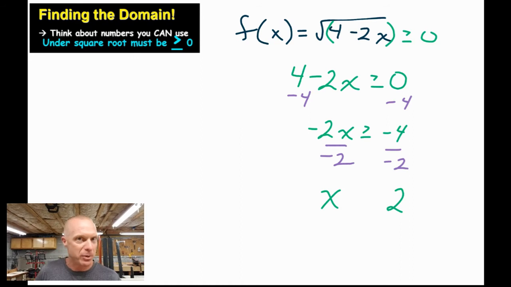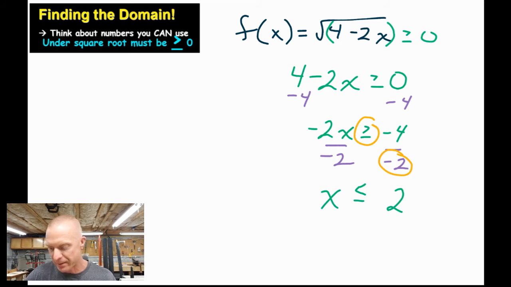Now I'm pausing because do you remember whenever you divide by a negative, it makes something change. That's right, you have to flip that greater than sign to be a less than sign. So really we're saying that the domain has to be less than or equal to 2. Okay, when you have a square root, whatever's under the square root has to be greater than or equal to 0. Does it work all the time? Yeah, it works all the time as long as you have a square root.